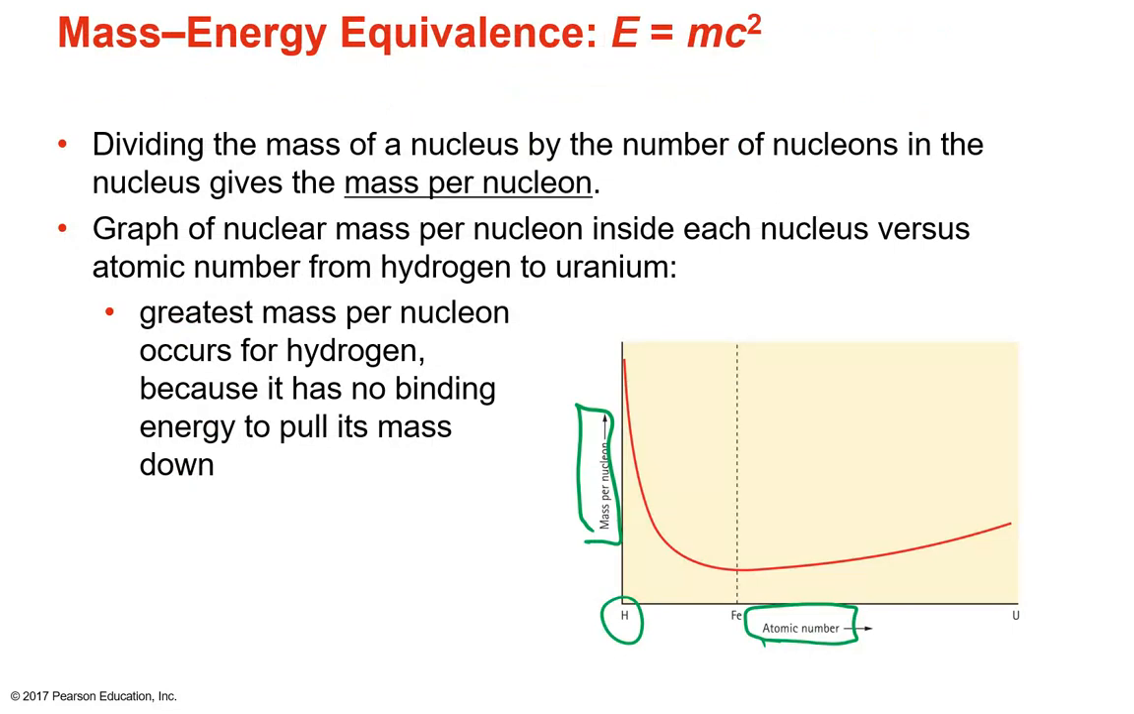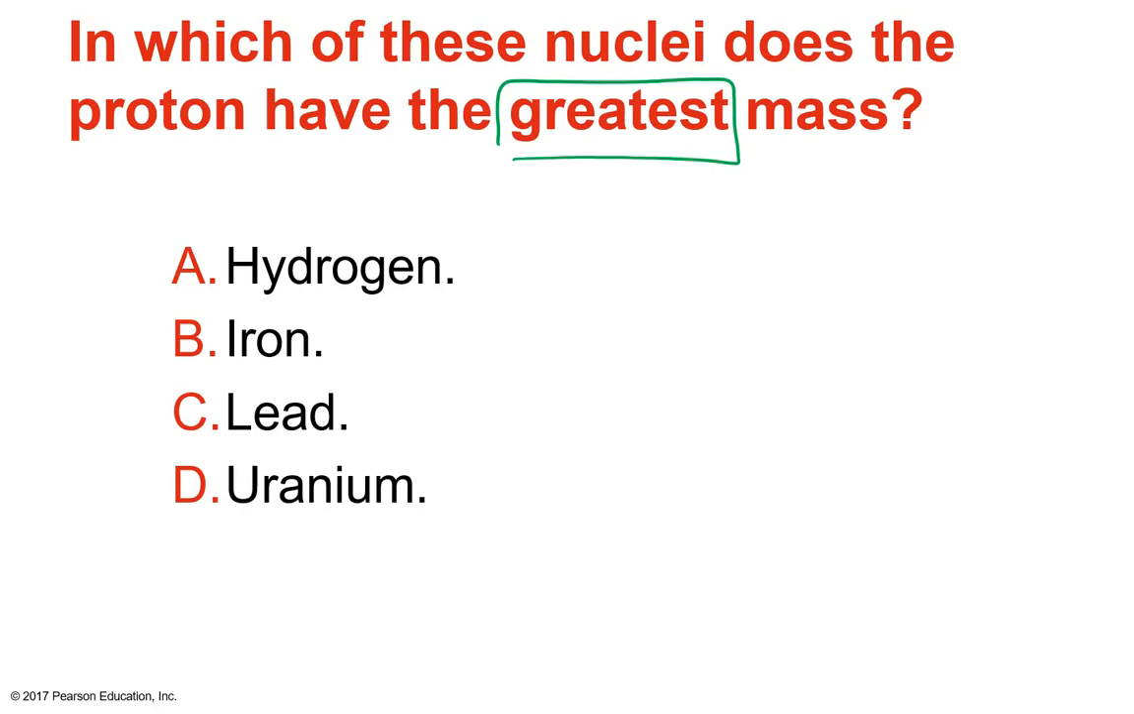Looking at this graph, which element had the highest mass per nucleon? Hydrogen. Sorry, so the correct answer was hydrogen. Did anyone get it? No. You see what I mean? We're not that organized.